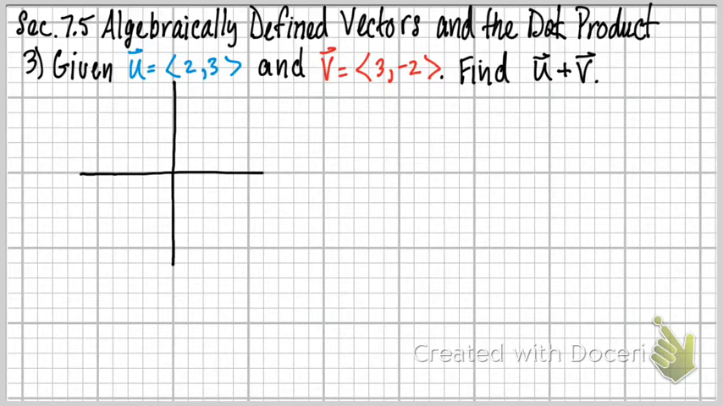So if I was doing u, I would go over 2 and up 3, and it would end there, and my vector would be right here. And then if I was to graph the other one, I would go 3 to the right and down 2, so it would be there. And then that would be my other vector. And then if I was just going to add them, I would have to create this parallelogram, and that would be, here it is.